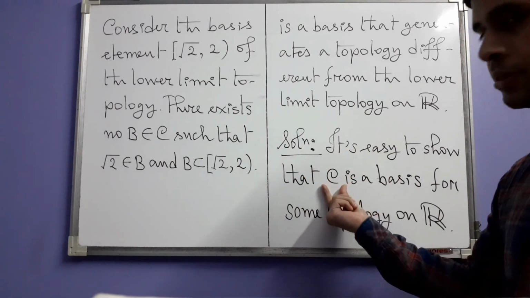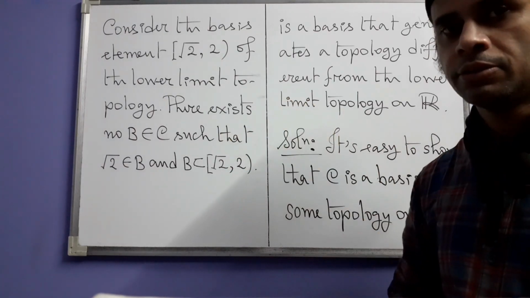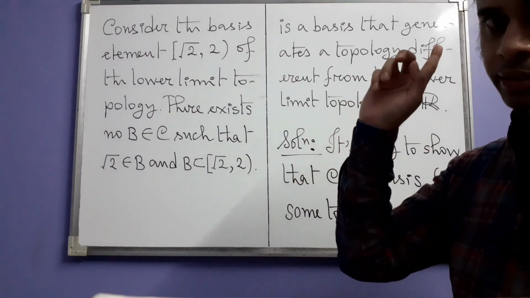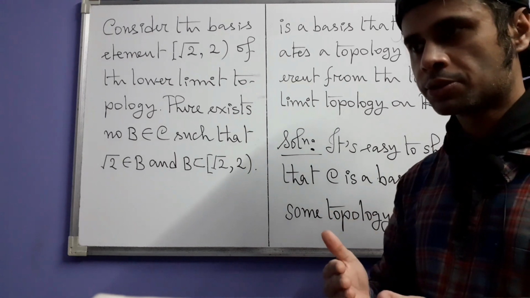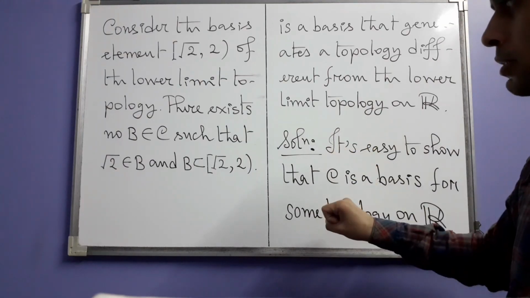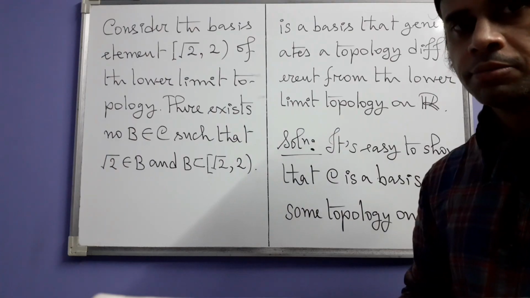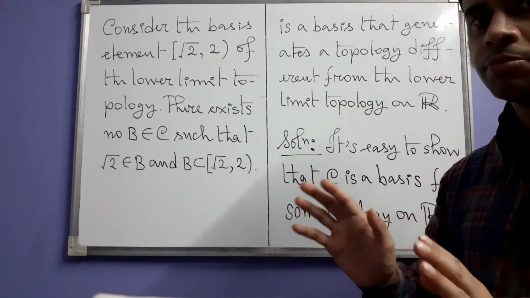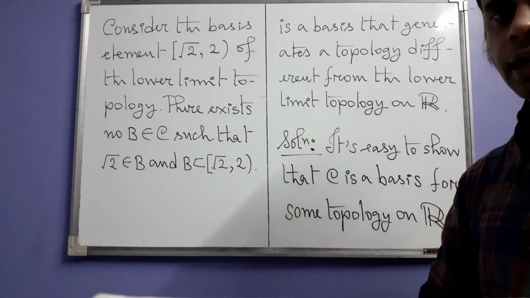the topology generated by this collection C cannot be finer than the lower limit topology because of this thing. Otherwise it would have been finer, because we already know that result, which lets us decide which topology is finer, which one is coarser, using their basis. So if the topology generated by C cannot be finer than the lower limit topology, how can it be equal? Because if two topologies are equal, then each one is finer than the other. We are not talking about being strictly finer, just simply finer. So that is why the two topologies are not comparable.